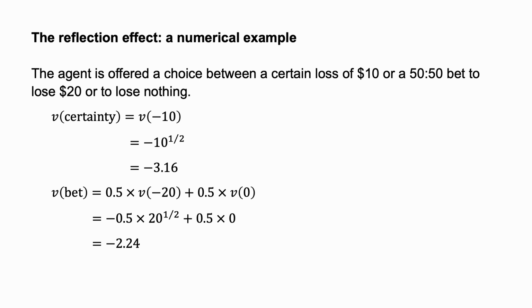For the bet, we calculate the probability weighted value of the potential outcomes. The value of the bet is 0.5 times the value of minus 20 plus 0.5 times the value of 0, which we can calculate to be minus 2.24. The bet delivers higher value than the certain loss, despite the bet and the certain loss having the same expected value. The agent is willing to take a risk to avoid a loss. They are risk-seeking in the loss domain.